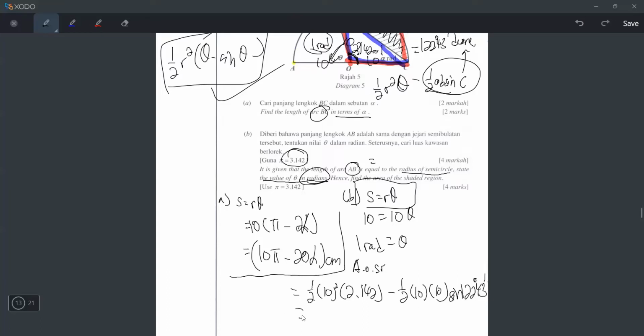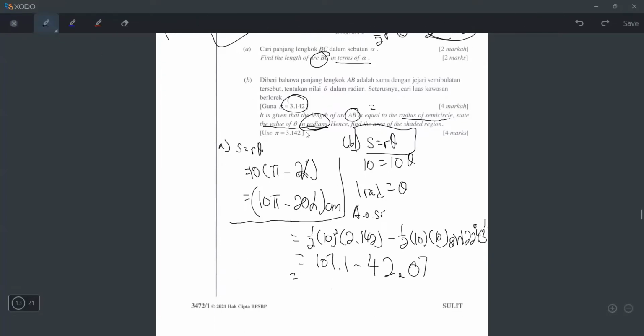So let's use my calculator here. 50 times 2.142 is 107.1, minus 50 times sine 122 degree 43 minutes, which is 42.067. No need to write so many, 42.07. But I will press 107.1 minus answer, using the answer button to get a more accurate result. So 65.03. The answer is 65.03 cm square. All right, that's how you do it.